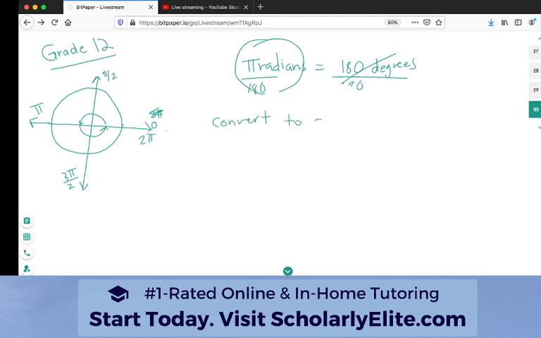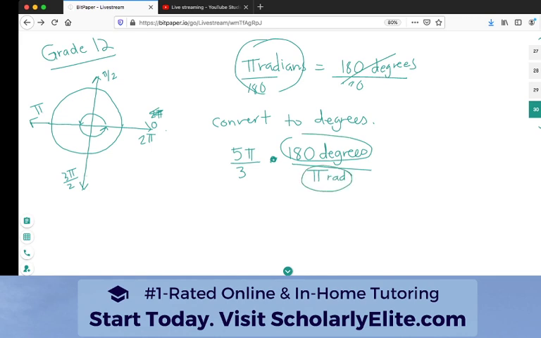Convert to degrees. Well, we've got 5 pi over 3. And I want to convert to degrees, so I'm going to, again, remember that whatever I want the unit to be in the end needs to go in the numerator, because the denominator is used to cancel out the unit that I do have. So I know that for every 180 degrees, I have 1 pi radian. So I'm going to use this to cancel stuff out.